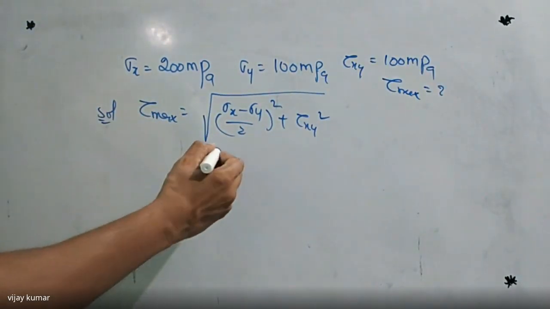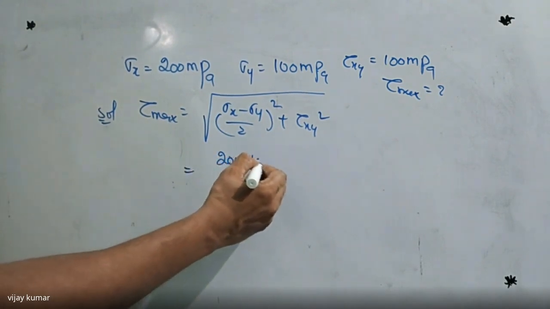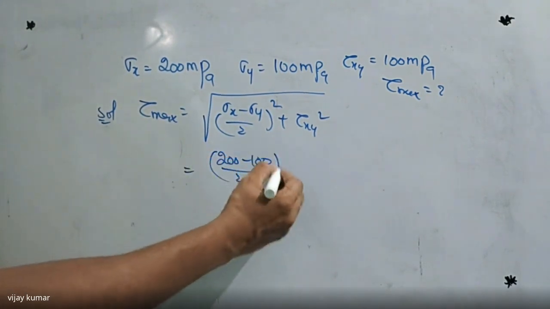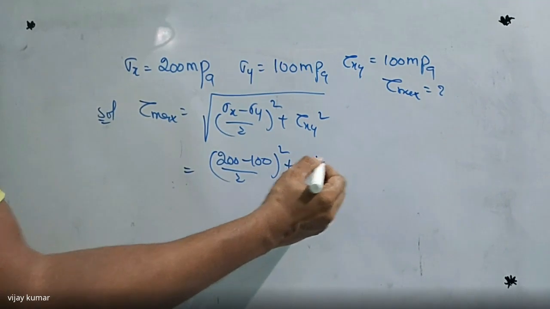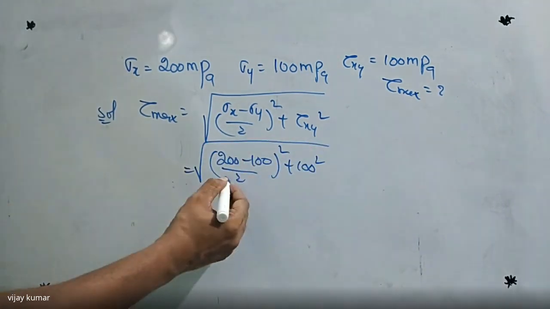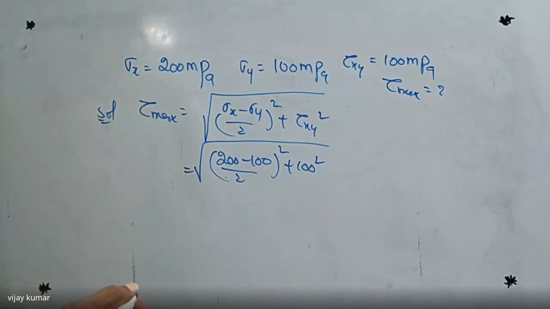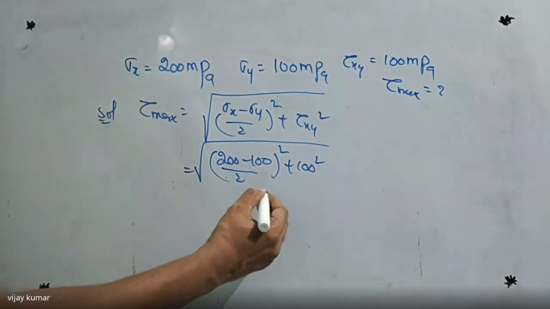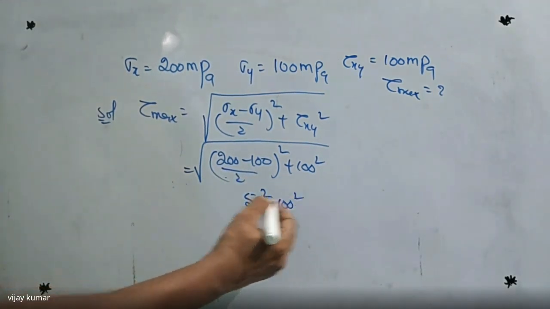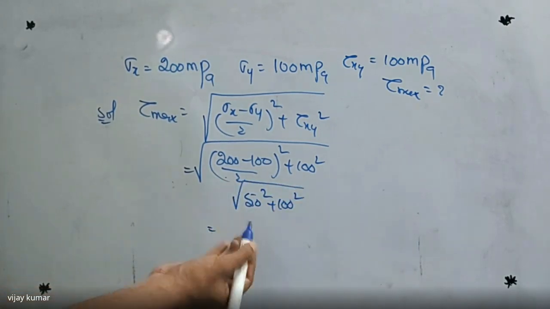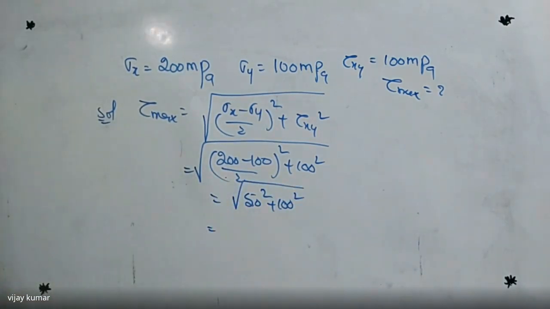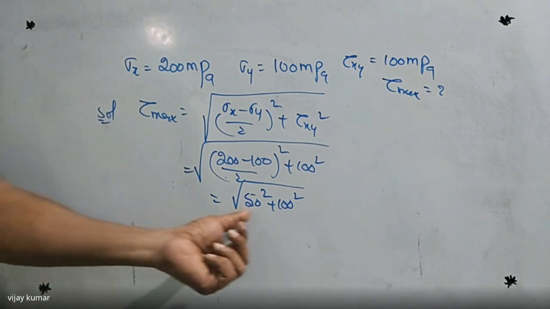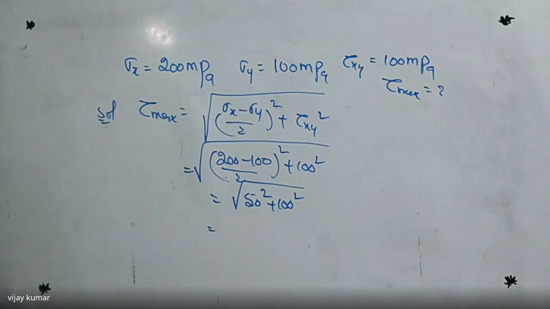So substitute that, 200 minus 100 divided by 2 whole square plus 100 square. So 100 by 2 is nothing but 50. So 50 square plus 100 square. Then we can get the value of tau maximum. We can substitute this value in the calculator, then we can get the value. Okay, right.